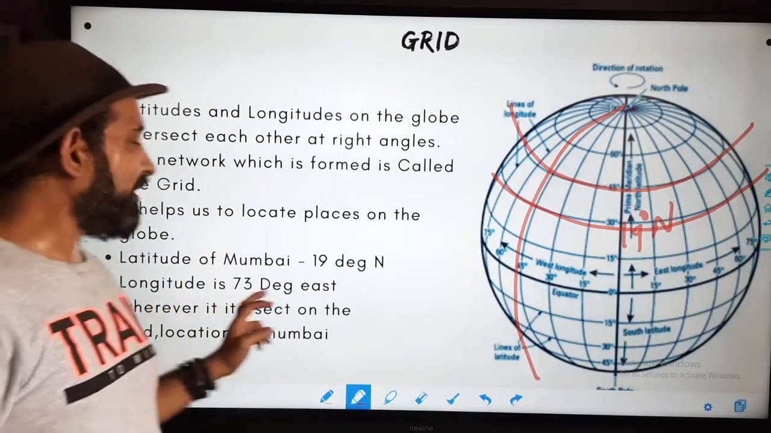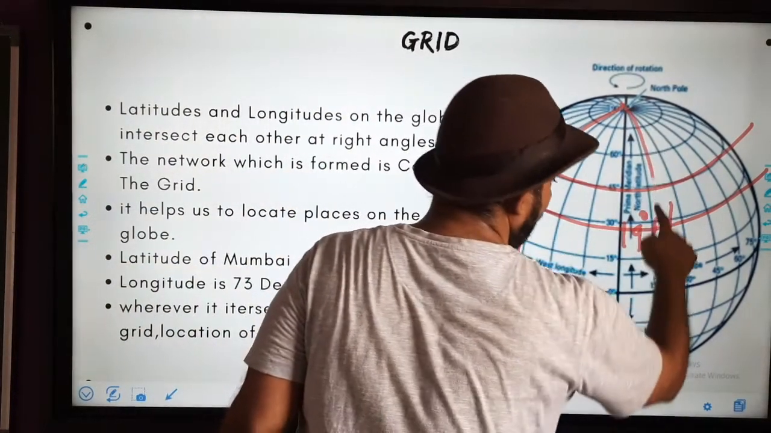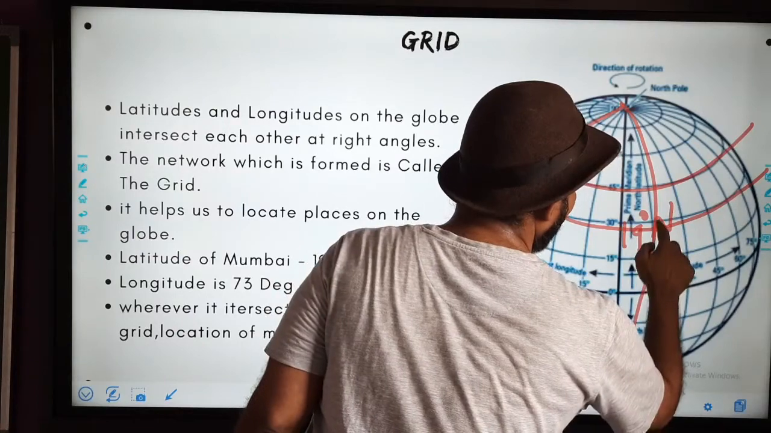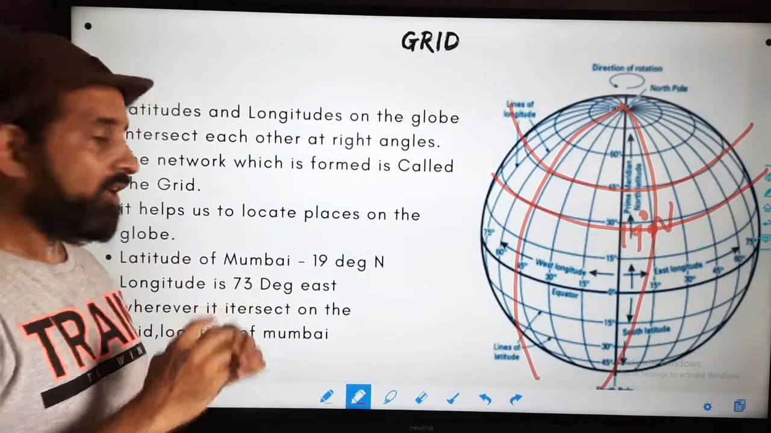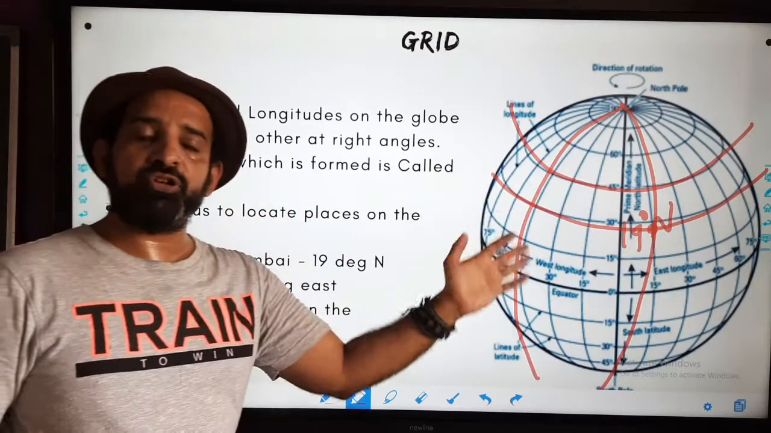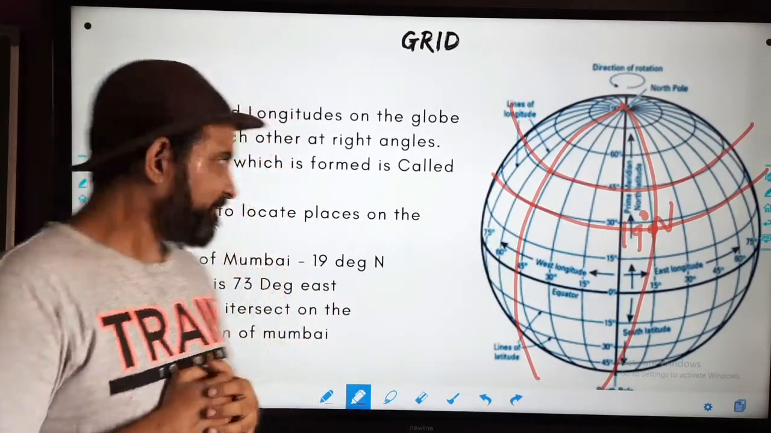And longitude is 73 degrees east. So this is the longitude, somewhere here. And wherever it intersects, that's the location. In this case, it is the location of our city, or the city that I come from, Mumbai.